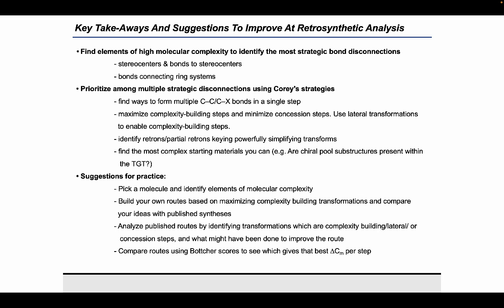and identify elements of molecular complexity, to build your own routes based on maximizing complexity-building transformations and compare your ideas with published syntheses, and to analyze published routes by identifying transformations within them which are complexity building, lateral, or concession steps, considering what might have been done to improve the route. And fourthly, if you're interested in obtaining more quantitative analysis, compare routes and intermediates using Böttcher scores to see what gives the best increase in complexity per step.